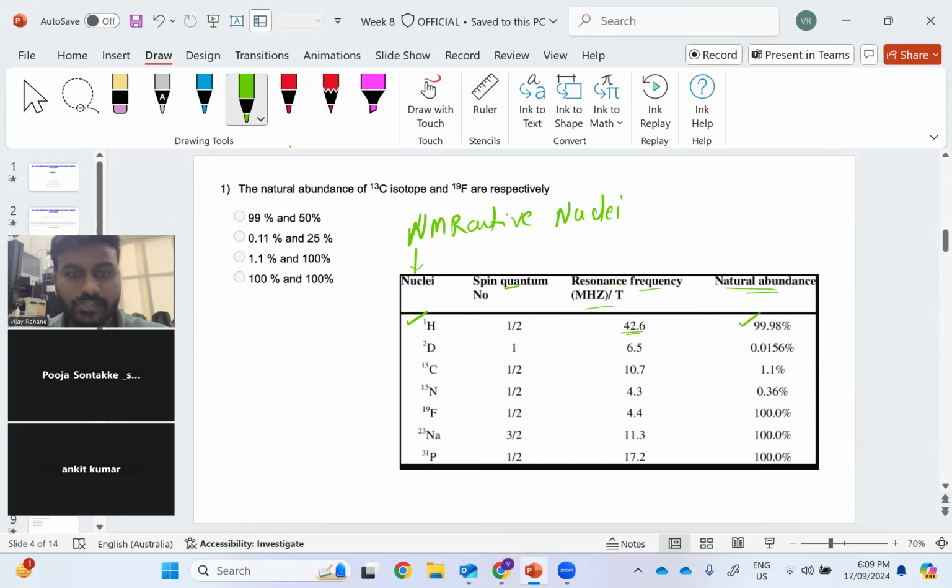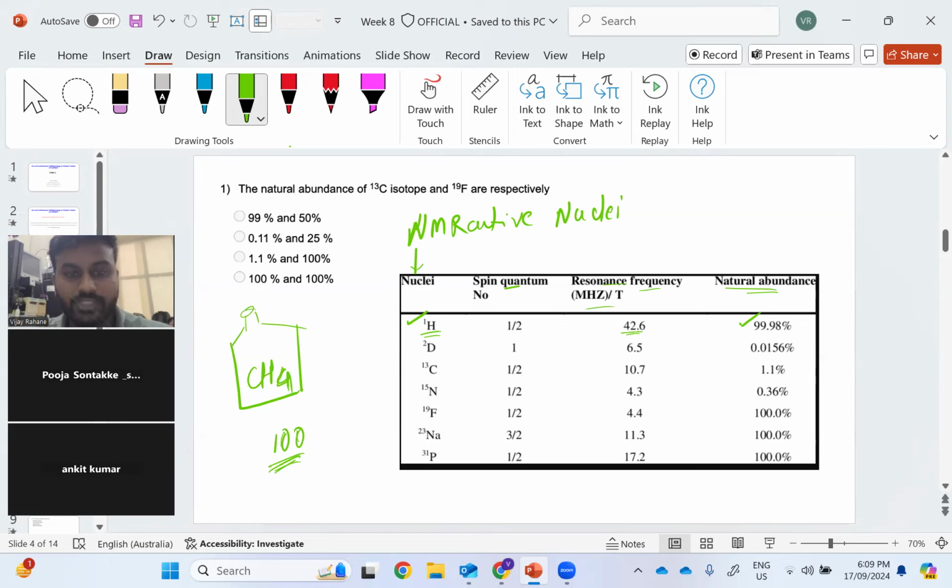Let's take the example of methane, stored in some sort of container. In one molecule, there are four hydrogens attached. So if you have 100 hydrogens, among those about 99.98% are 1H hydrogens and they are NMR active.